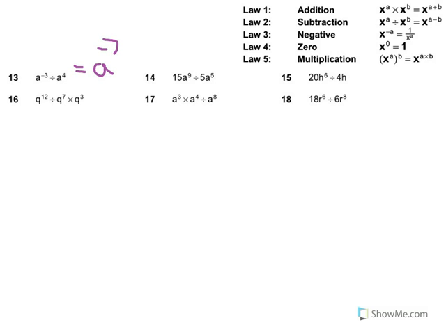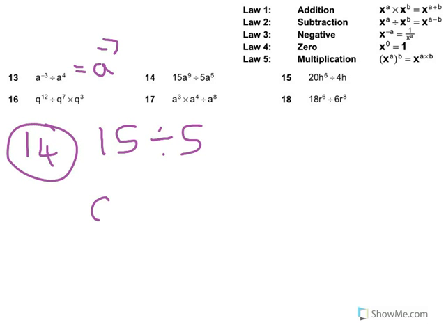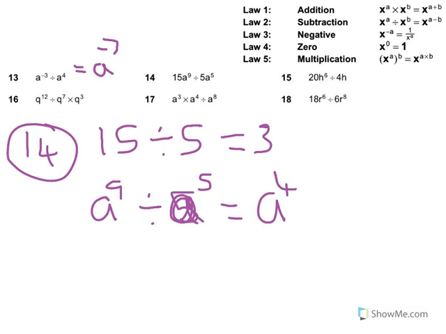Question 14, same idea, or problems we had before. We've got two coefficients. One thing, treat it as two separate questions. So in question 14, you've got 15, we need to divide that by 5. We've also got a to the power of 9, and we're going to divide that by a to the power of 5. So 15 divided by 5 is 3. A to the power of 9 divided by a to the power of 5, we get a to the power of 4. Put our two answers back together: 3a to the power of 4.